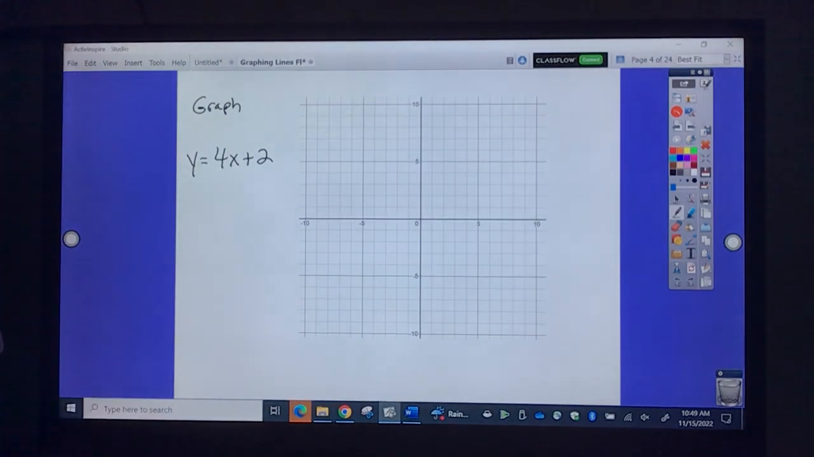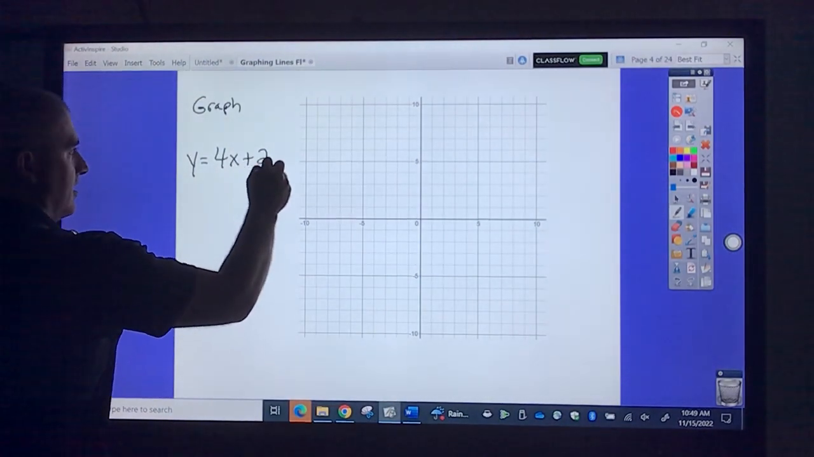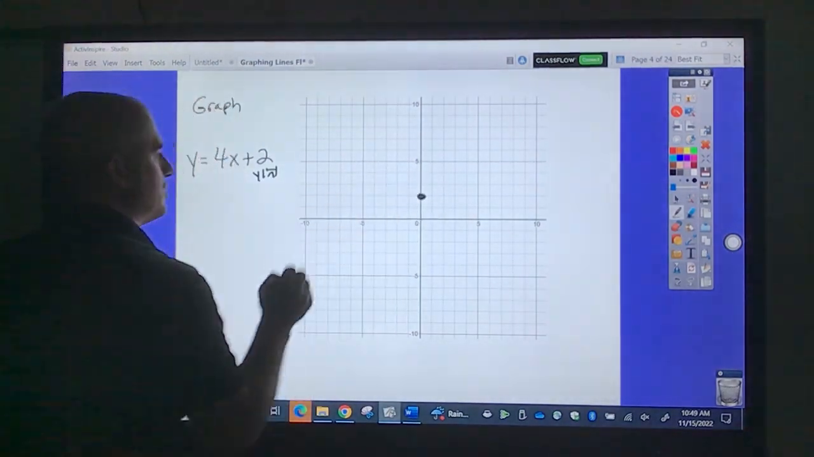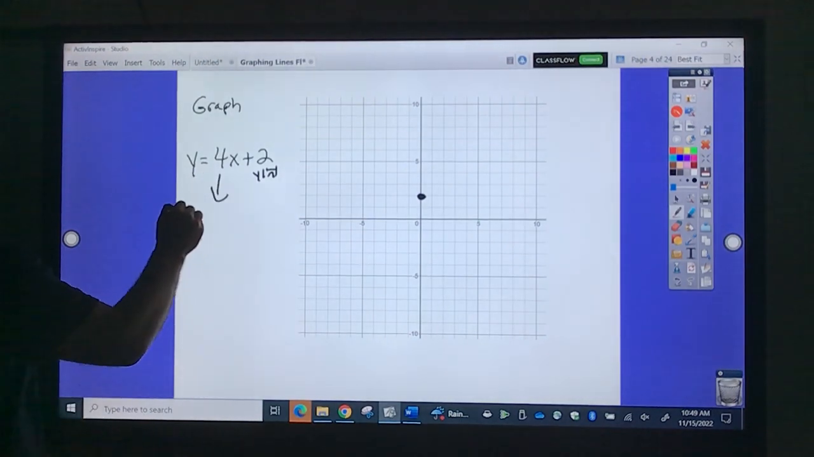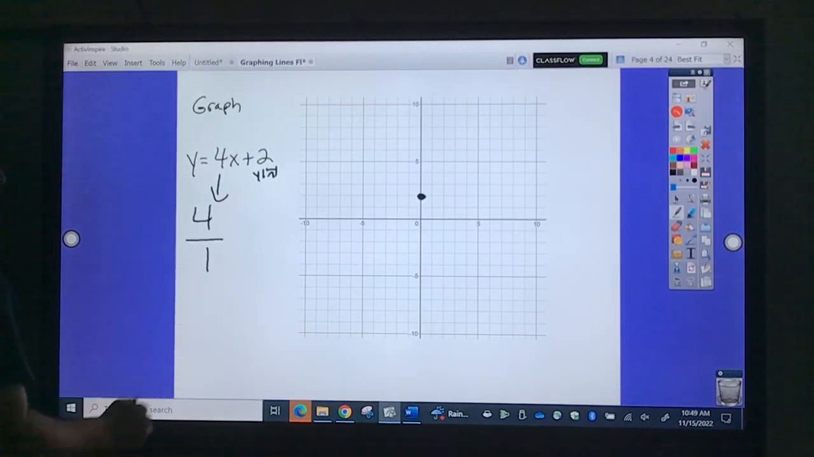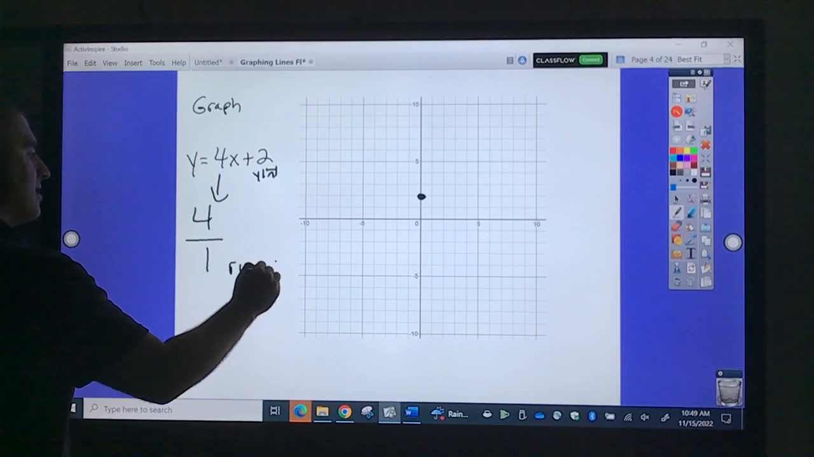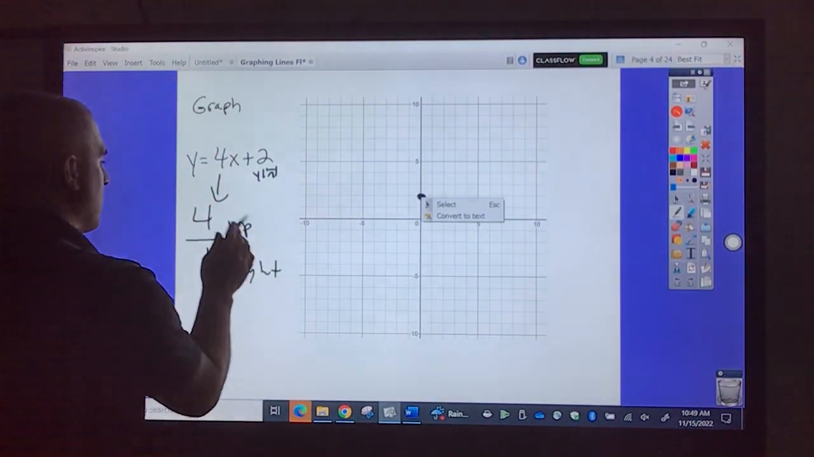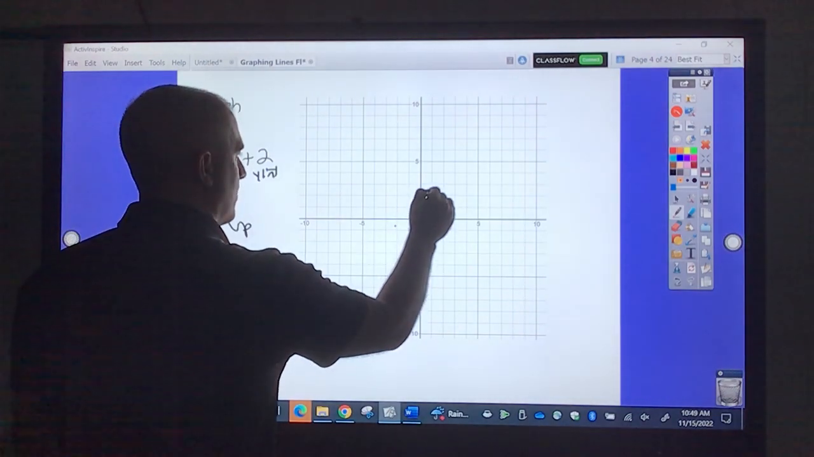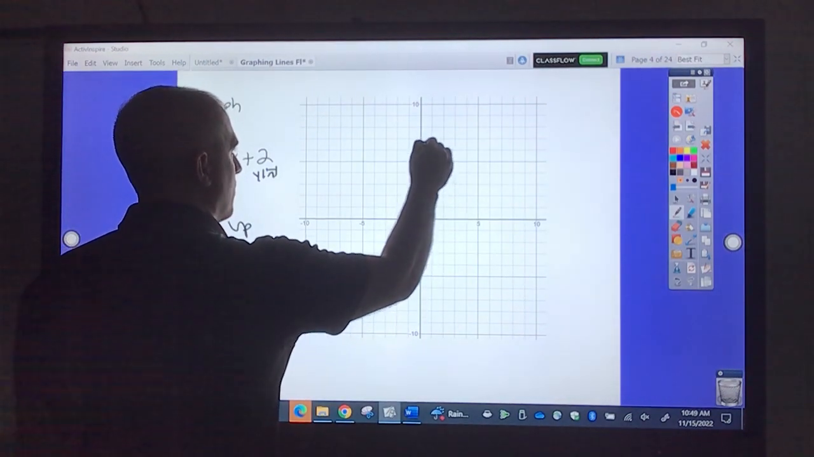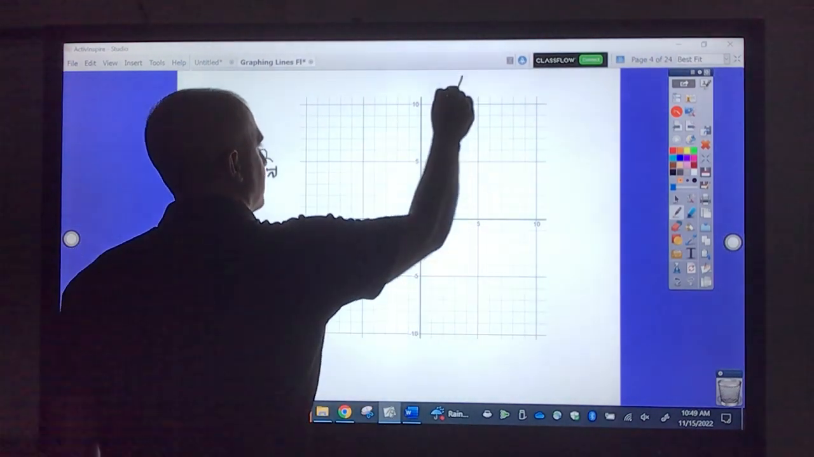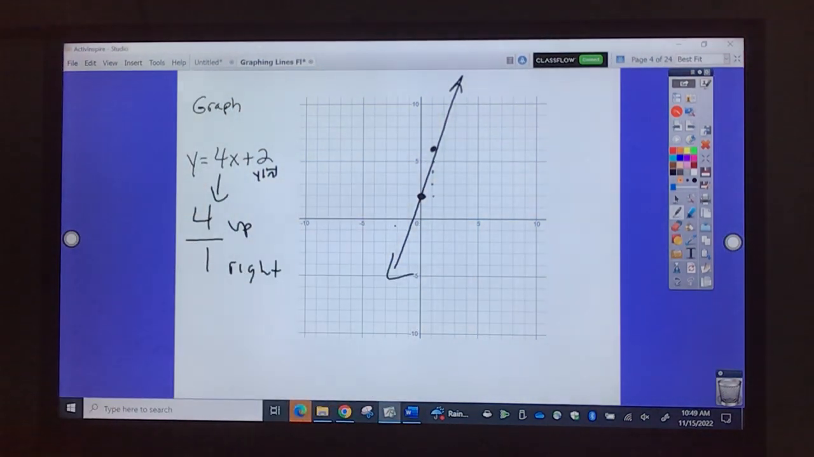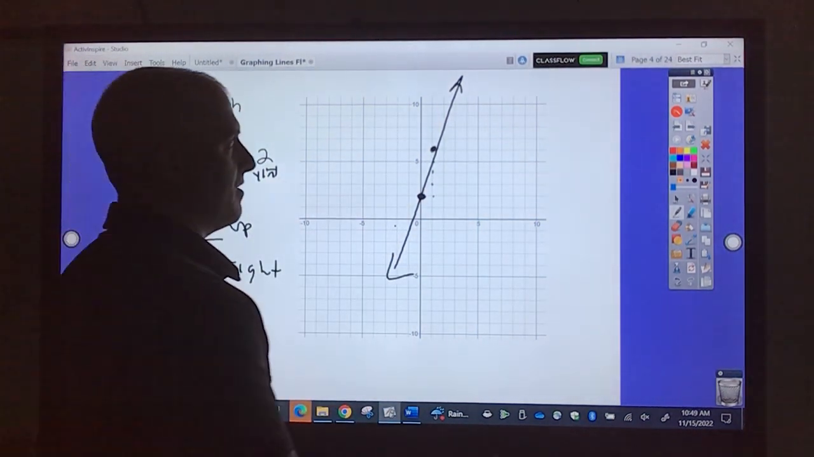Now this one, this is my y-intercept, at +2. Somebody said, Mr. Evans, we don't have a fraction. Well, as a fraction, that would be 4 over 1. So that's 1 right, 4 up. 1 right, 1, 2, 3, 4 up, boom. Connect the dots. You can keep that going if you wanted to.